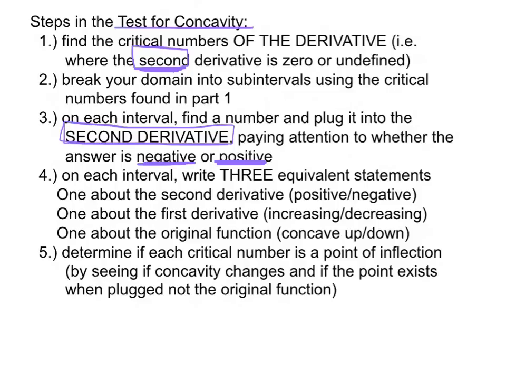Steps 4 and 5 are where things get a little bit different, but similar. In step 4, for each interval, you need to write 3 statements, and I tried to model that in the last video. You'll write one thing about the second derivative, for example that the second derivative is positive. Then you'll write that the first derivative is increasing, and therefore the original function is concave up. Your 5th step, your last one, is to plug in each critical number and find out if it's a real point. If it is, it's a point of inflection. You can also make statements about whether something is concave up or concave down. We're now going to go on and look at the examples.